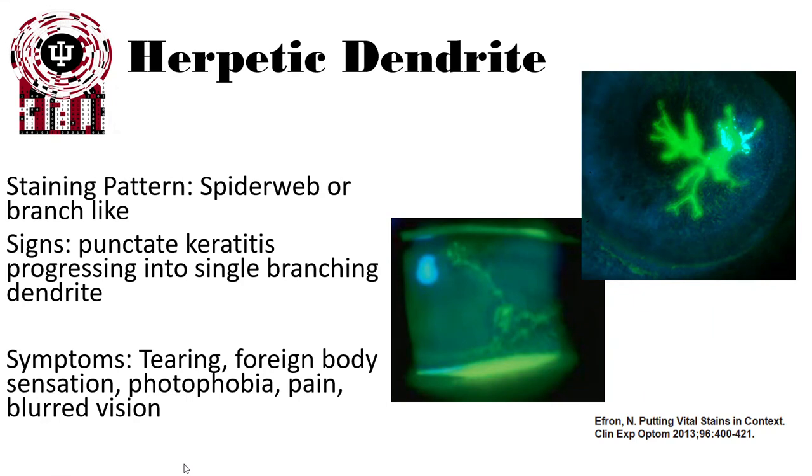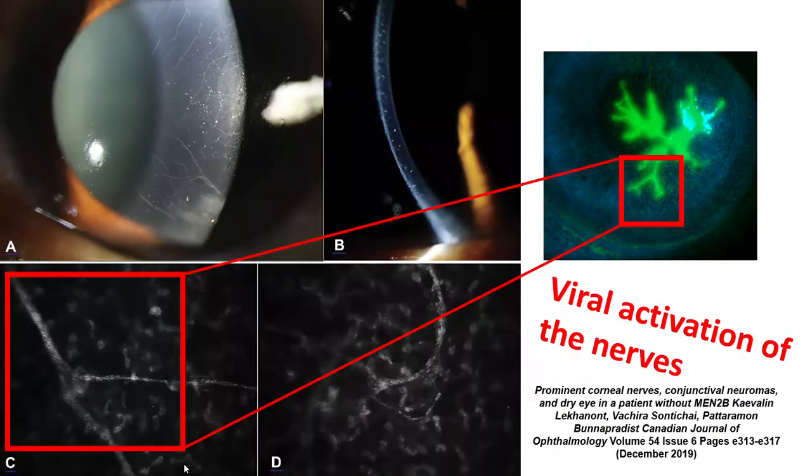Here's a very specific and unique example of another fluorescein pattern, a herpetic dendrite. In this situation, the staining patterns are spiderweb or branch-like. We can see those both in these two images on the right. Signs include punctate keratitis that progresses into single branches of dendrites. Oftentimes, these patients will have tearing, foreign body sensation, photophobia, pain, and blurred vision.